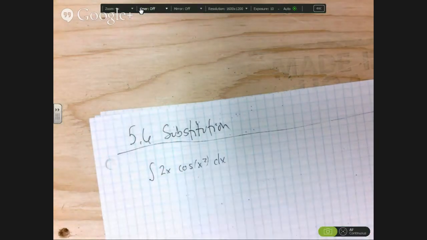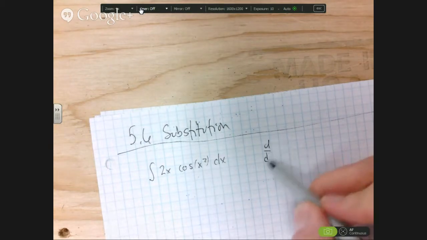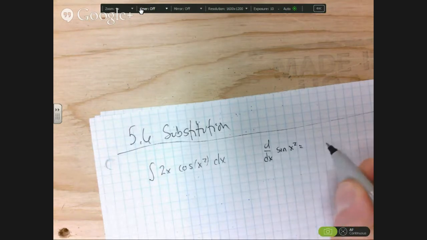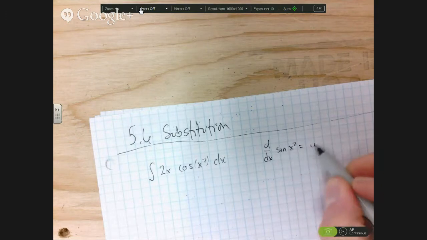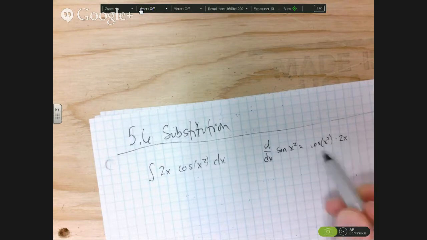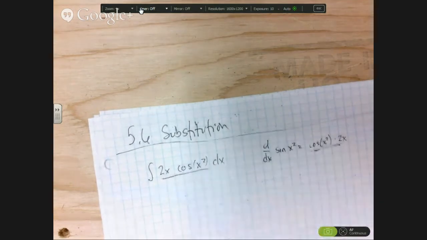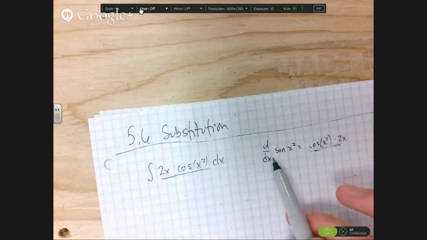Notice there's a product here. How do we take the derivative of a product? I don't know. But what you can notice is that the derivative of sine of x squared, okay, this is a chain rule problem. The derivative of the outside, sine, is cosine. Copy the inside. Then derivative of the inside. Look at that. See, those match. Okay, so if we were to take the integral of this, wouldn't you think we'd get that?